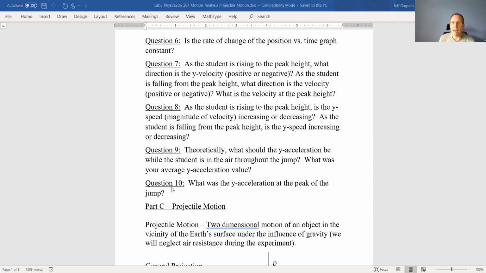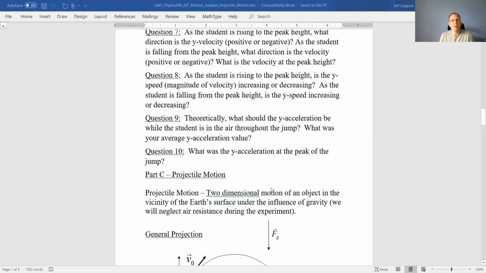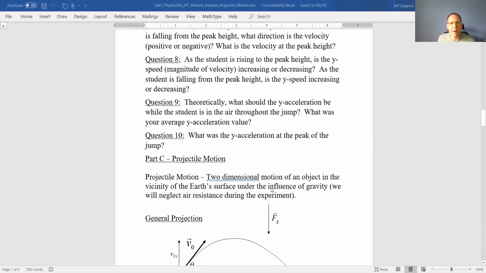And then question 10, and you have to think about this, right? What was the y acceleration at the peak of the jump when the person reaches the highest point? The y velocity is 0, but what was the y acceleration? Okay, so just to show you how you should analyze these, let me go back to Pasco Capstone and load these videos just to show you kind of what you want to look for.